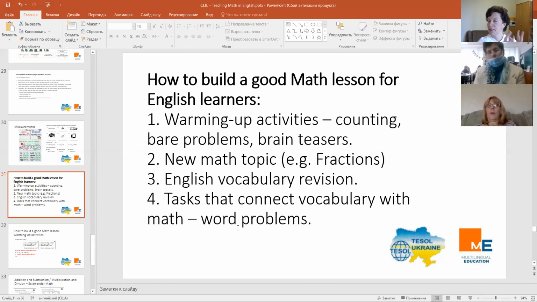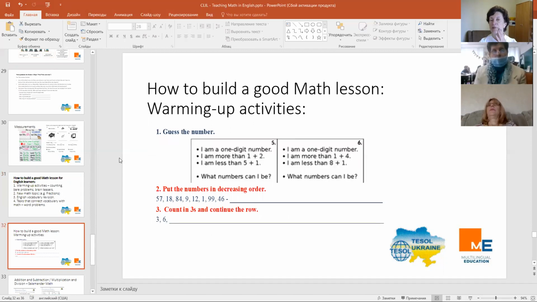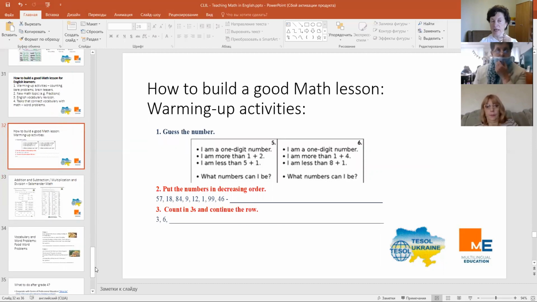And then tasks that connect vocabulary with math, they are word problems. So after that, you are free to start doing word problems to practice language structures and to develop the language of your learners. This is an example of warming up activities. We guess the number, so we put the numbers in decreasing order. We count in threes and continue the rows. It is for the third grade.